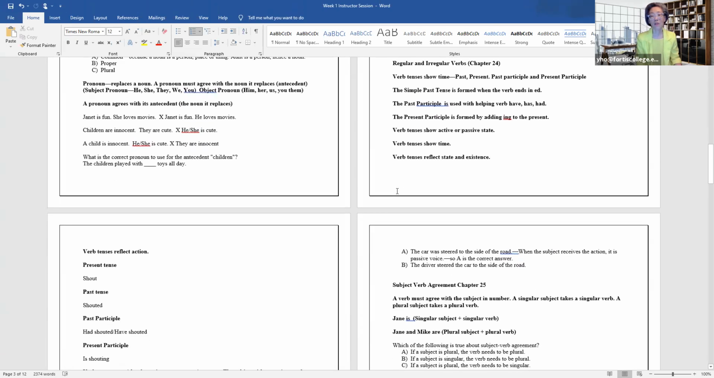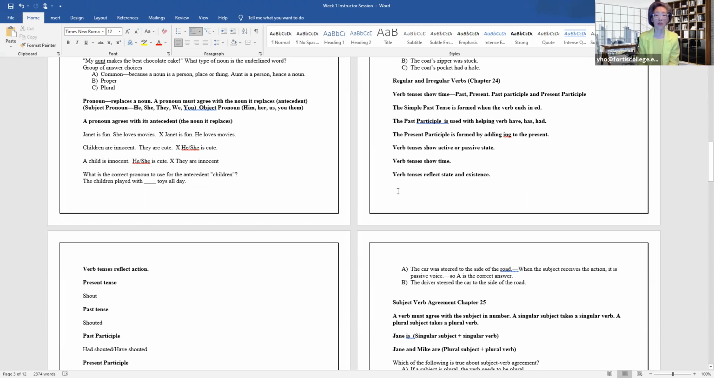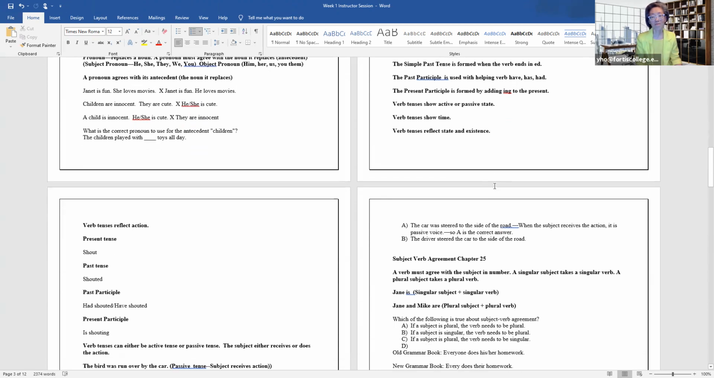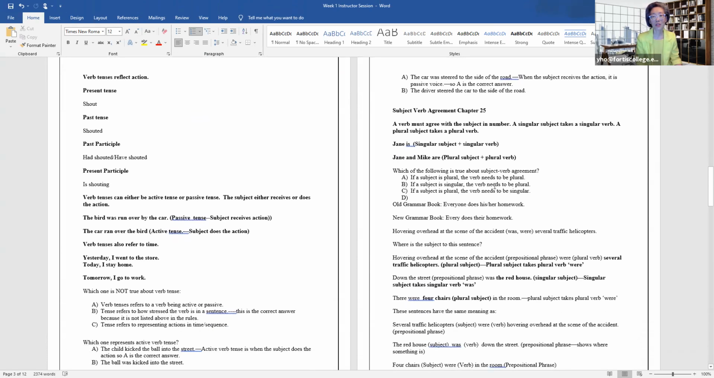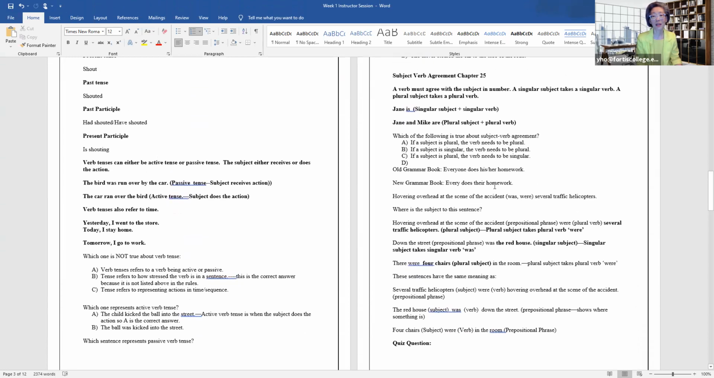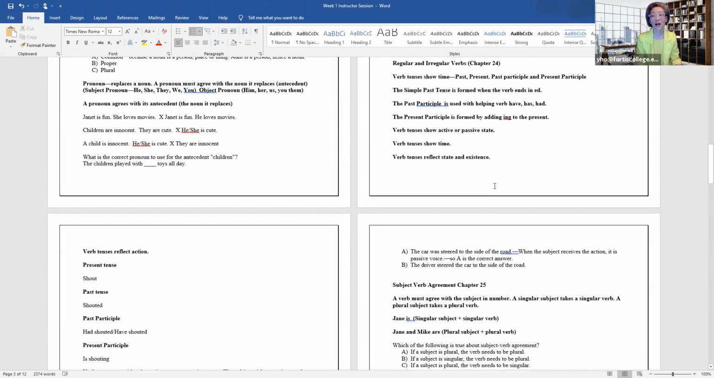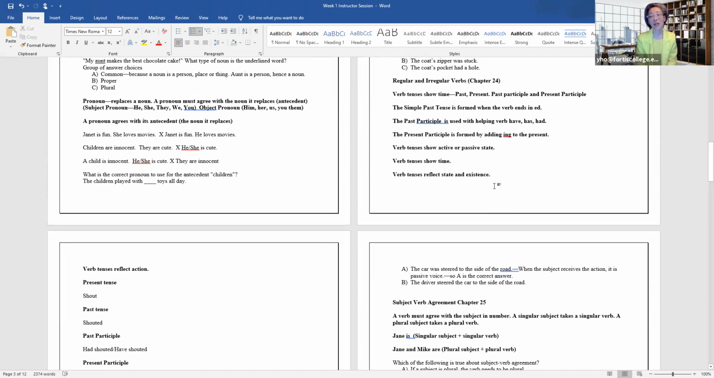Now more about chapter 24, verb tenses. Verb tenses show time. You have the simple past tense and the past participle. I guess I skipped over a page when I did this. I meant to do this. So here's subject-verb agreement. All right, we already covered verbs, so I'll just read it again. Regular and irregular verbs are in chapter 24.